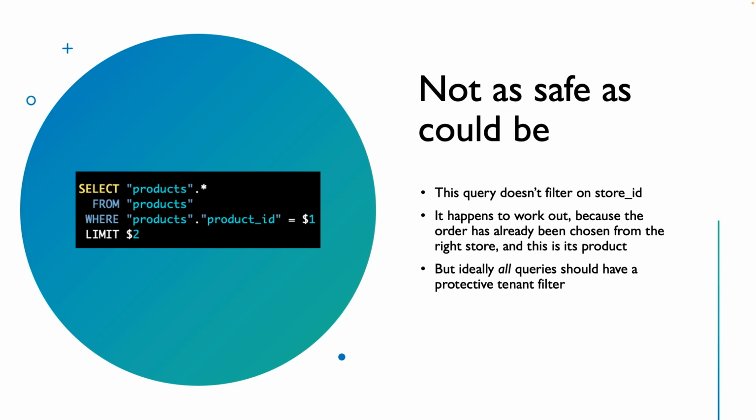But really, it'd be cool if all queries always had that protective filter on the tenant, on the store in this case. Whatever queries Active Record is going to be sending, they have a protective filter. That would just be a nice thing to know. Then no matter how fancy my queries are, and tricky and big, they're always going to generate queries that are safe. So safety is an issue.